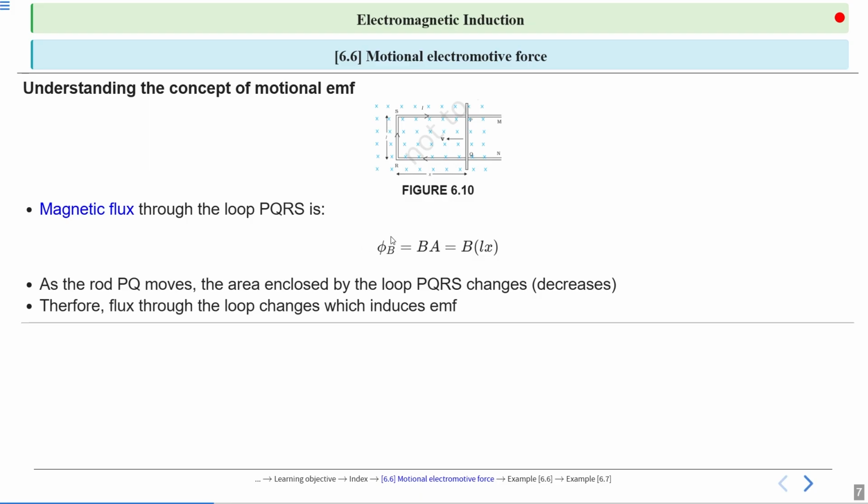Therefore the flux through the loop changes, and we know that according to Faraday's law of electromagnetic induction, EMF is induced when there is a change in magnetic flux with respect to time. So the magnetic flux is changing. That's why EMF will be induced, and due to EMF induction, current will be induced in the loop.